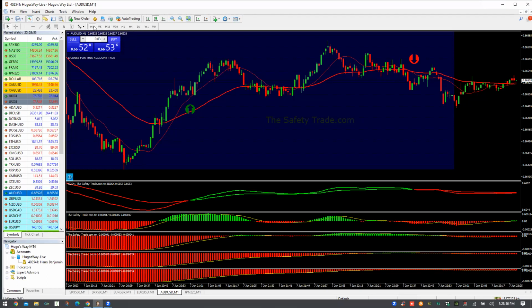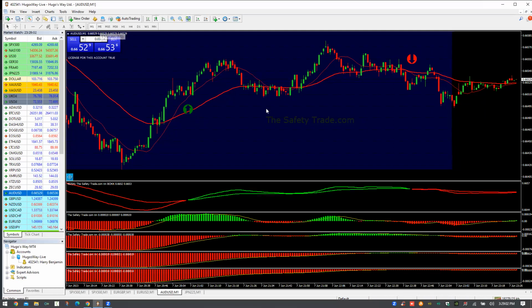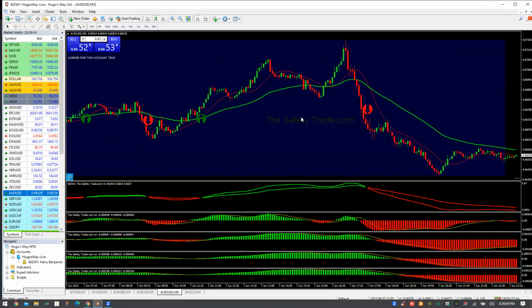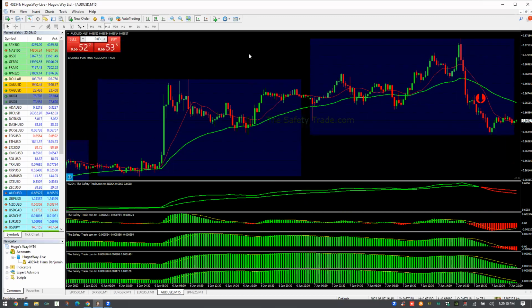Here M1 means a 1 minute chart. Each of these candles takes 1 minute to form. M5 means this is a 5 minute chart. You notice it changes. Each of these takes 5 minutes to form. And then M15 takes 15 minutes and so on. So each chart gives you a different type of information.